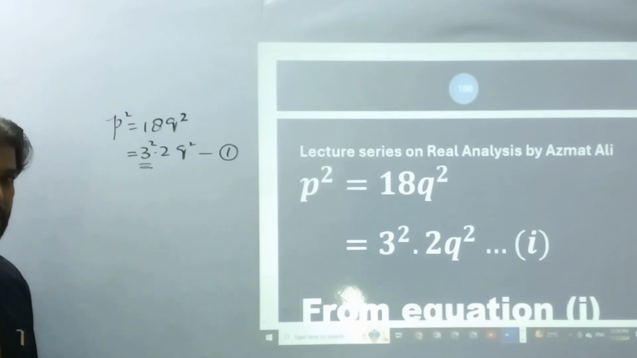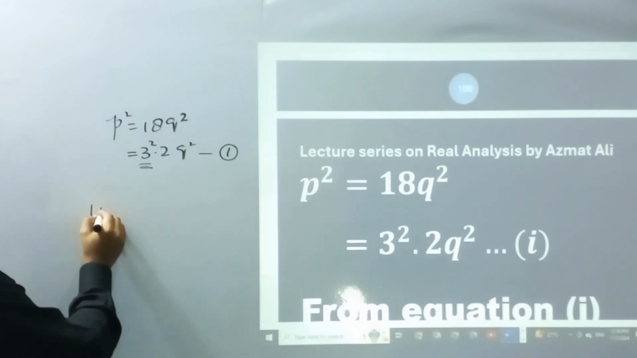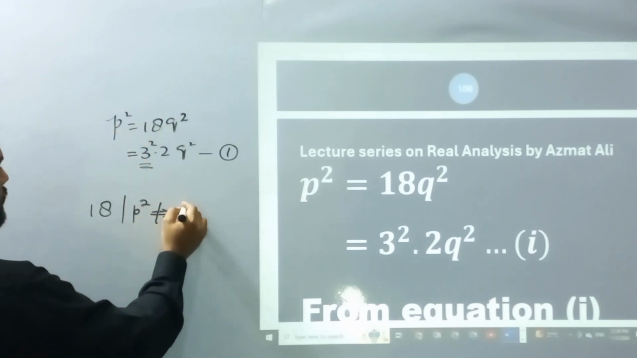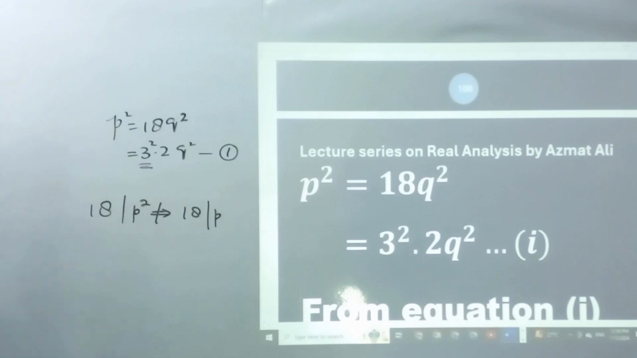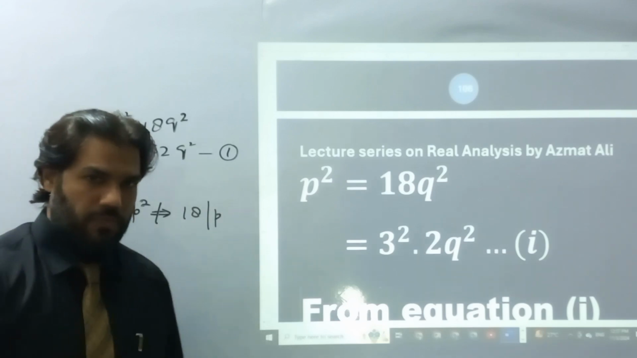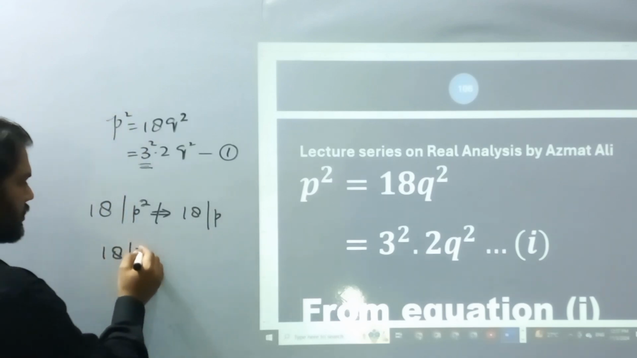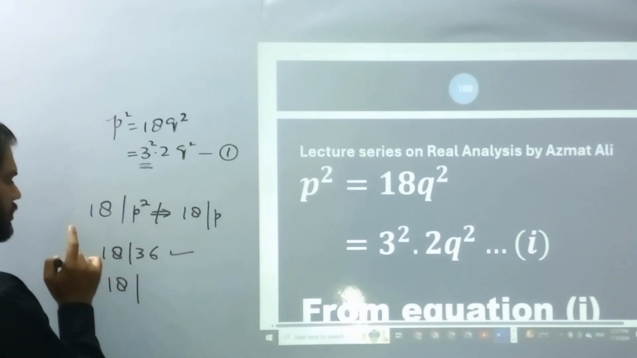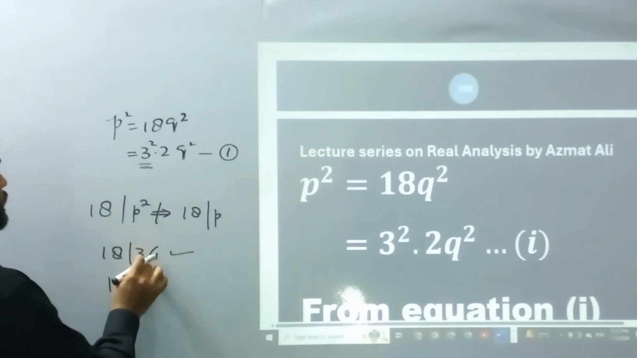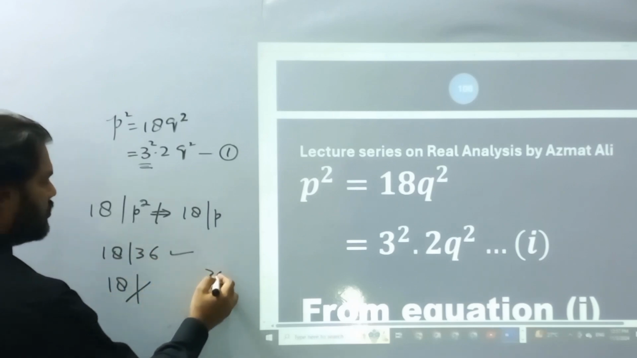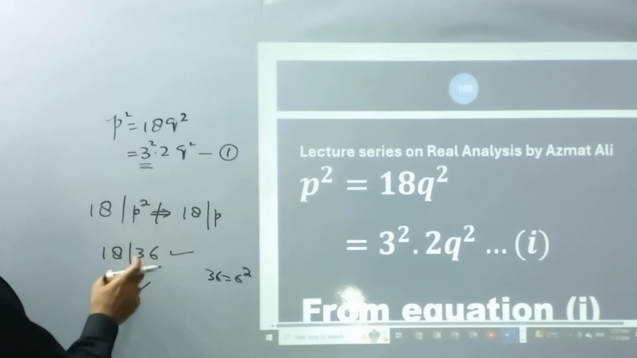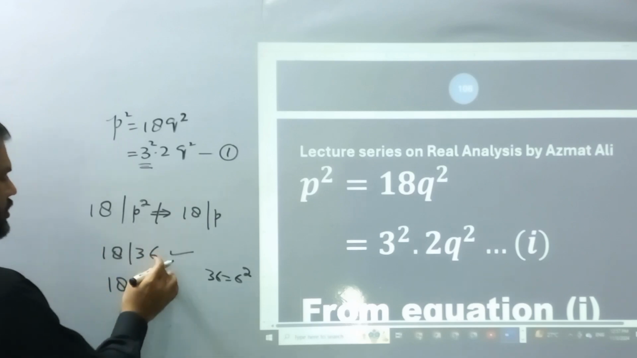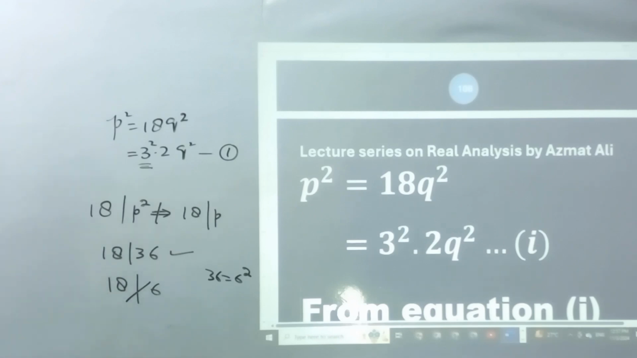So in this case you cannot say that if 18 divides p square, this implies that 18 divides p. For example, 18 divides 36, this is correct, but 18 does not divide the square root of 36. That is to say, 36 is actually the square of 6. So if 18 divides 36, 18 will not divide the number without square, that is 6.